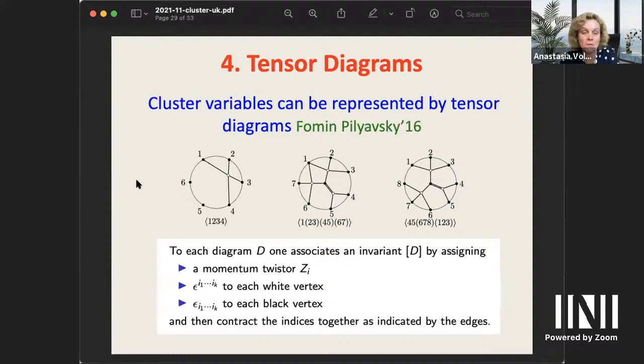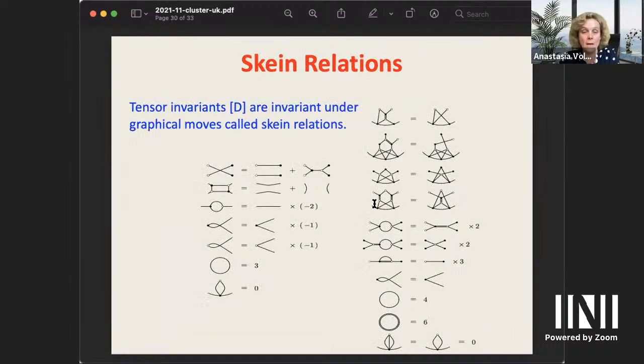For each diagram, one can associate an invariant by assigning a momentum twistor Z to each node, and an epsilon to each vertex. So for example, for this diagram, the invariant is just ⟨1 2 3⟩. For this diagram, there's an invariant of the form that you've seen. And if you want an invariant for something like this, this is an invariant. Now this tensor invariant is known from the work of Fomin and Pylyavskyy to be invariant under graphical moves called skein relations. And again, this is a direct copy from their paper.